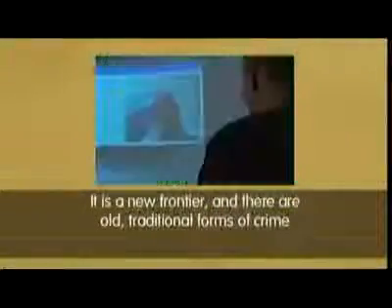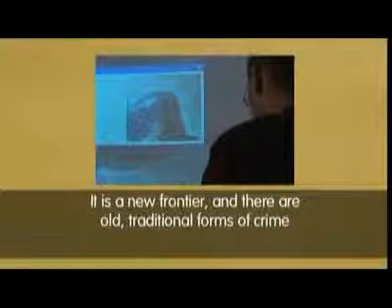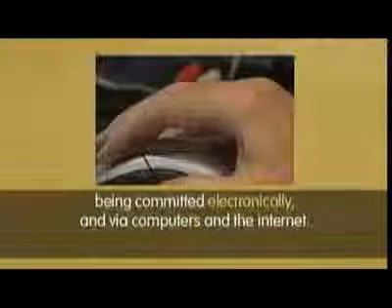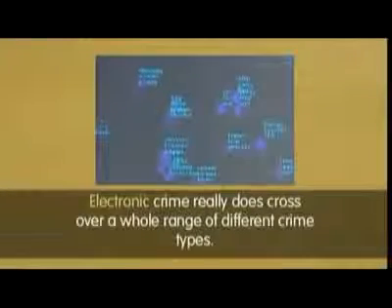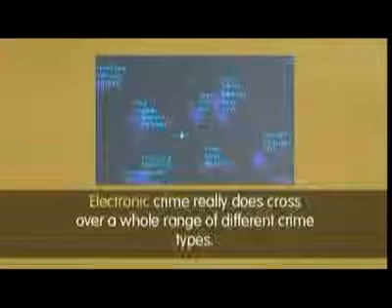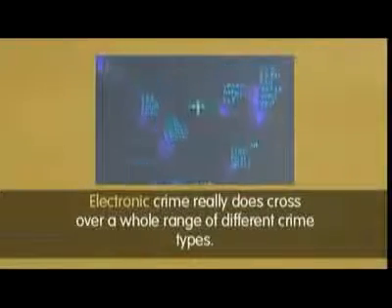It is a new frontier, and there are old traditional forms of crime being committed electronically and via computers and the internet, but there are also new crime types emerging. Electronic crime really does cross over a whole range of different crime types. Electronic crime really does cross over a whole range of different crime types.